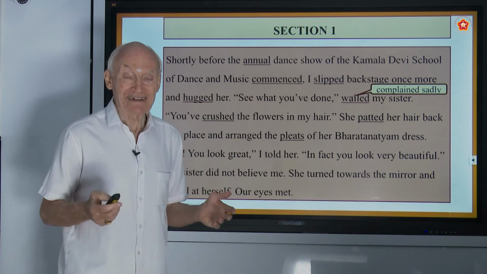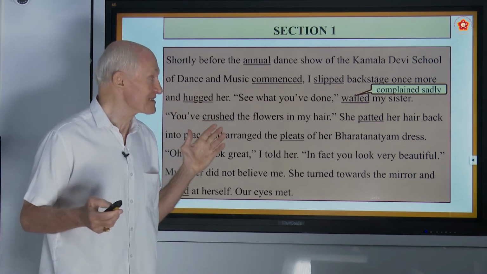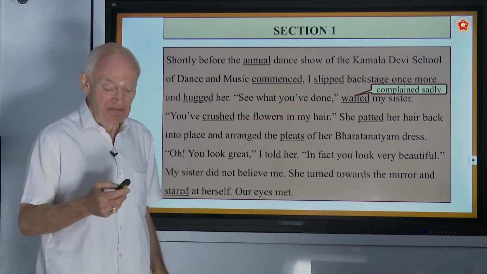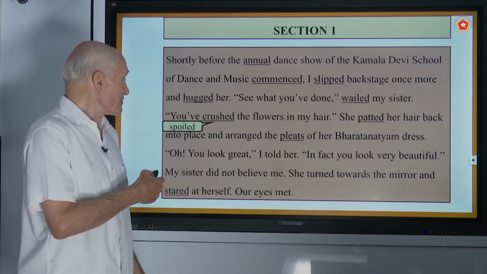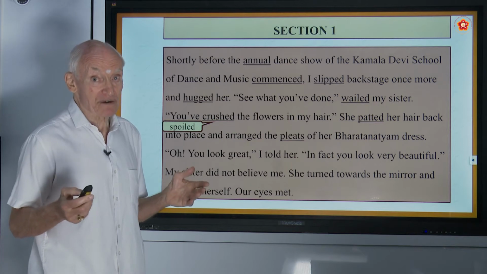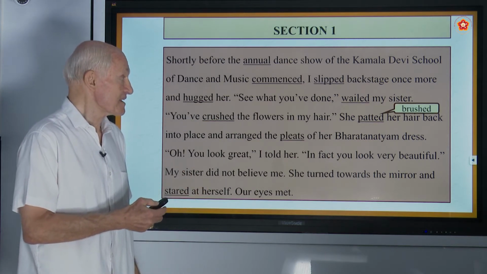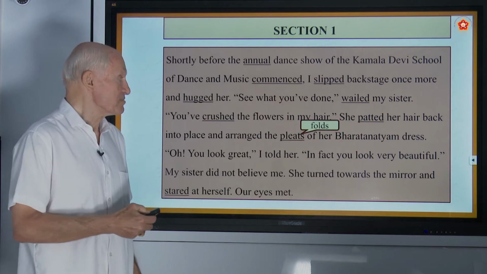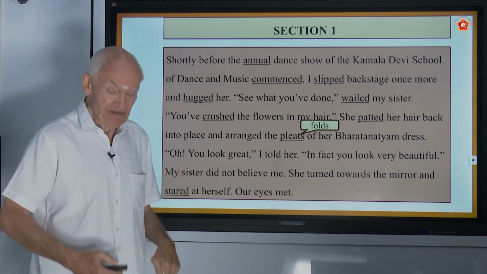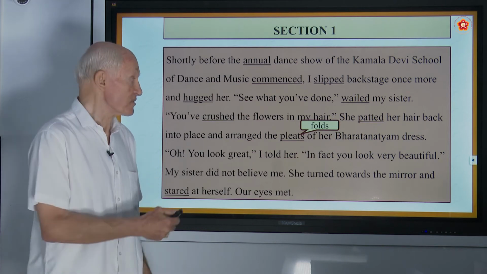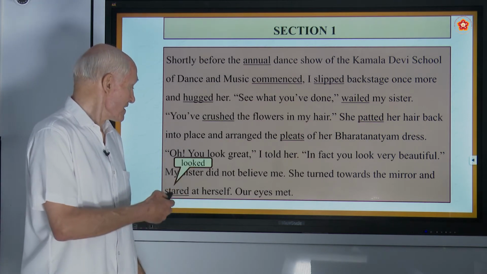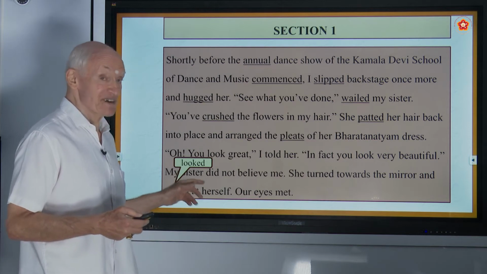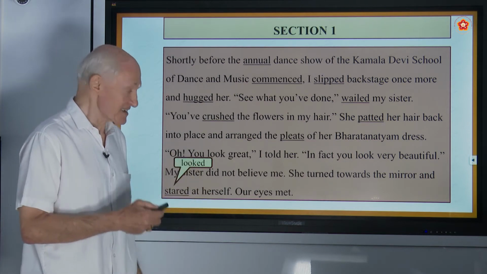So the sister wailed, "Look what you've done to my flowers. You've crushed my flowers." So wailed means complain sadly. She wanted to look perfect for this dance performance. And we have crushed. Crushed my flowers, spoiled my flowers. You made them smaller. Patted. So she patted her hair back into place because she wanted to look good. Pleats. Pleats is another name for folds. When you have your sari, you want them nicely pleated, nicely folded. And she stared, okay? She stared at herself. She looked at herself. She wants to make sure she looks fantastic.